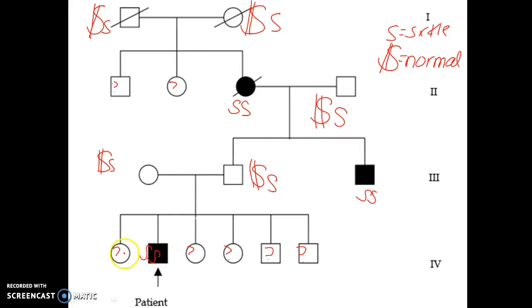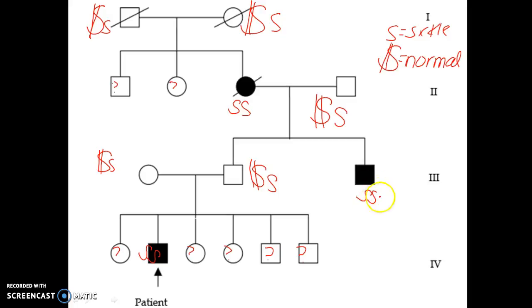So using that information, the patient's genotype, you can figure out his parents, even though they're both normal. You can use the same method to figure out the grandparents, which are here and here in generation 2. Using the patient's uncle as your clue, we know that one of these little s's would come from the grandmother because they both have little s, little s.